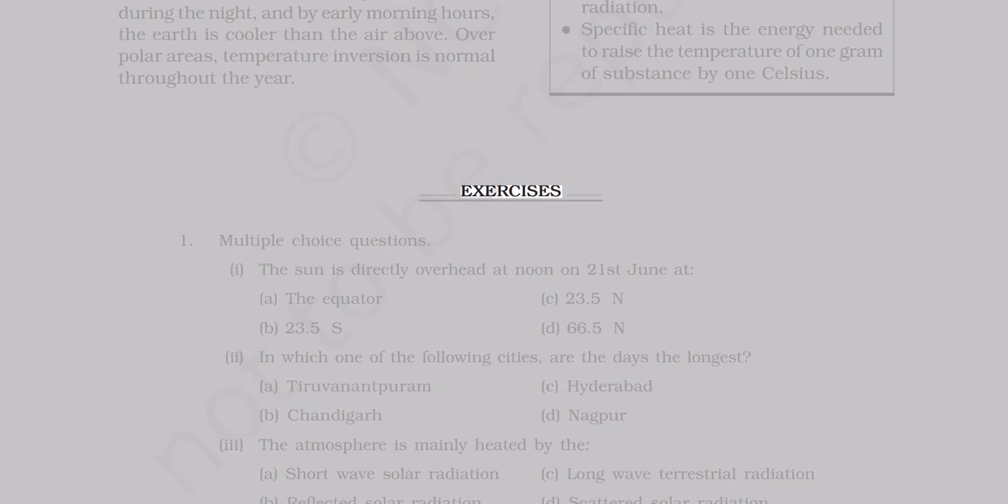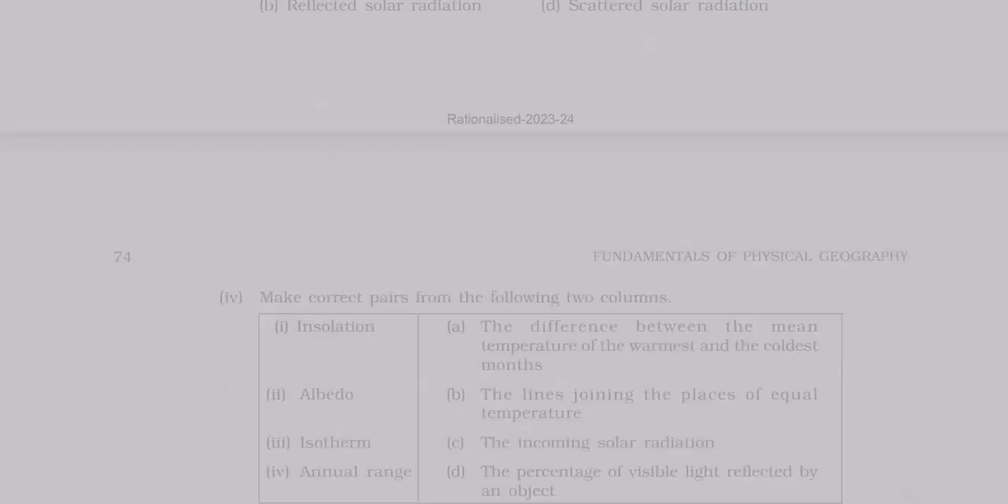Exercises. 1. Multiple choice questions. I. The sun is directly overhead at noon on the 21st of June at A. The equator, B. 23.5 degrees south, C. 23.5 degrees north, D. 66.5 degrees north. 2. In which one of the following cities are the days the longest? A. Thiruvananthapuram, B. Chandigarh, C. Hyderabad, D. Nagpur. 3. The atmosphere is mainly heated by the A. Shortwave solar radiation, B. Reflected solar radiation, C. Long-wave terrestrial radiation, D. Scattered solar radiation.